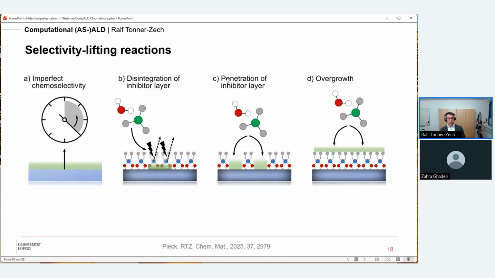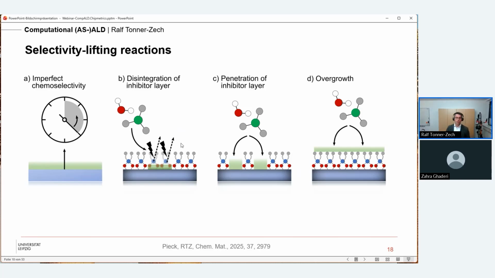Of course, one question is also, in every experimental area-selective ALD, people see that the selectivity is lifted after a certain number of ALD cycles, and it's experimentally impossible to find out what the degradation mechanism is, what is actually going on. So this is also something where computations can make a difference, because we can investigate the selectivity-lifting reactions on an atomistic level. For example, with intrinsic selectivity, we can have imperfect chemoselectivity, so we can compute competitive reactions of the inhibitors on two different surfaces.